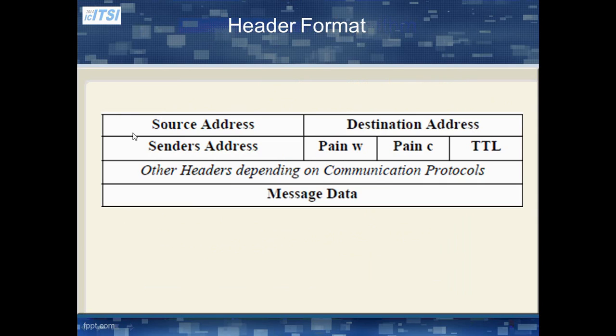We have the source address, destination address, sender's address, pain W and pain C, and also the time to live. The other header information is used for communication protocols, and the last part is the message data that has to be transferred.